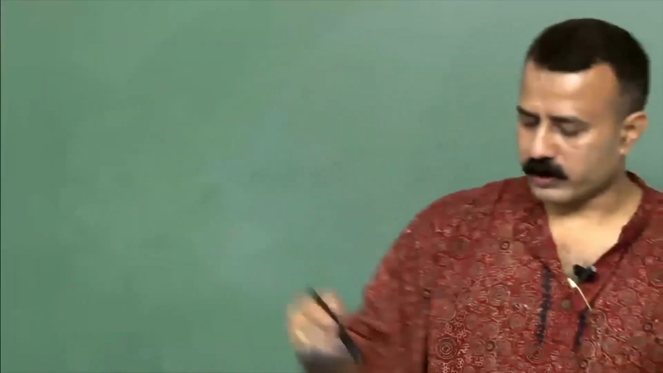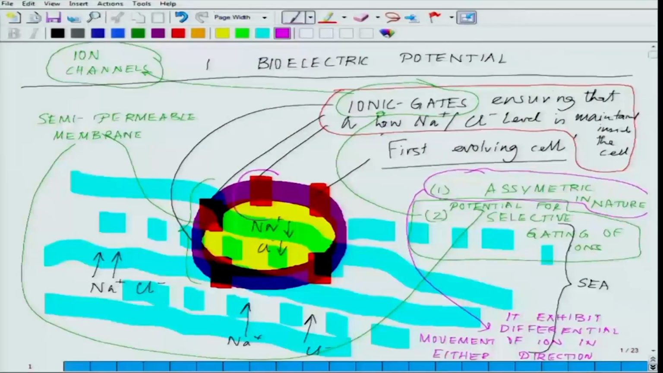But a particular gate can only open in one direction. Take this gate here in red. This gate may allow sodium to get in, but this very same gate is not going to allow sodium to go out, mind you. It exhibits differential movement of ions in either direction. Or, for example, if this gate allows chloride to move out, it will not allow chloride to move in.